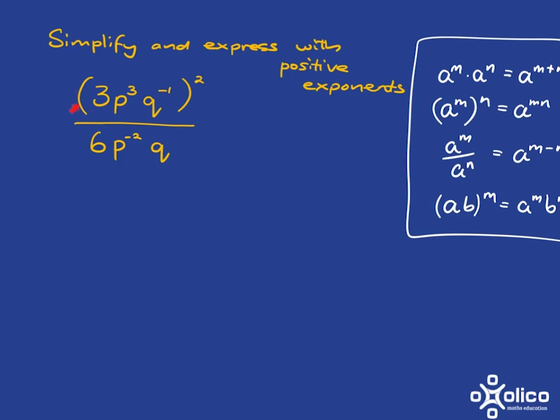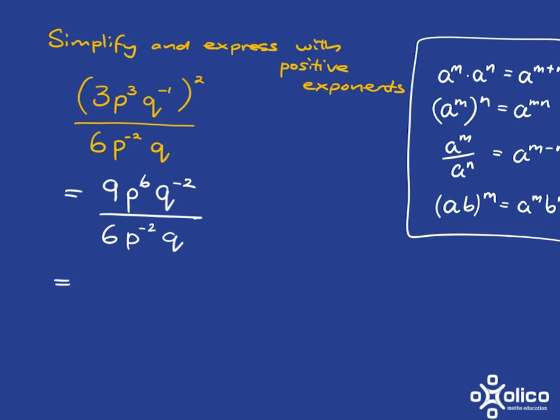So we're going to start off by dealing with this squared. So it's this whole thing in the brackets that's squared, so we must go and square each little bit in the brackets. So 3 squared gives me 9. P cubed squared is going to require this rule, and so it's going to be p to the 6. And q to the negative 1 squared, again we'll apply that rule, so it's negative 1 multiplied by 2, so it's negative 2. And then let's just write down what we still have at the bottom.